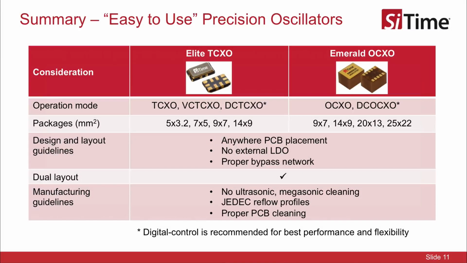In summary, SiTime's precision oscillators feature several modes of operation, a wide variety of packages, and an unmatched ease of use. Dual layouts enable a single design to address multiple markets. They also enable Elite TCXOs to be a low-cost second source alternative to entry-level quartz OCXOs. Supporting frequency stabilities from 5 parts per billion to 2.5 parts per million, SiTime's precision oscillators are designed to optimize timing in a wide variety of communications, enterprise, and 5G applications.